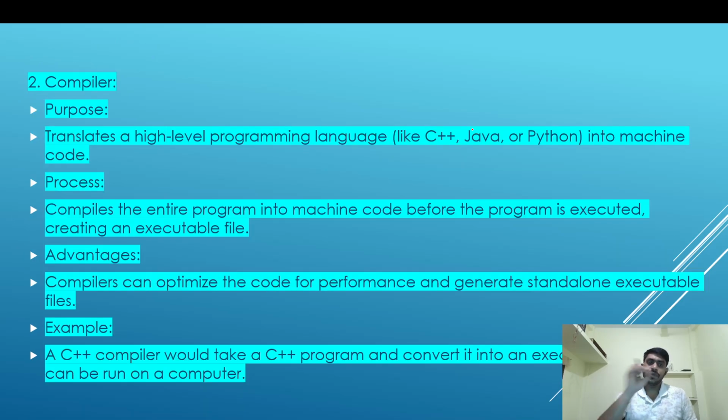Clear? Compiler: the purpose is translating a high level programming language like C++, Java, Python into machine level code. Okay, how is it processed? It compiles the entire program and converts it into one executable file. Okay, and the advantages: the compiler can optimize the code performance and generate a standalone executable file. Example: a C++ compiler would take a C++ program and convert it to an executable file that can be run on a computer.